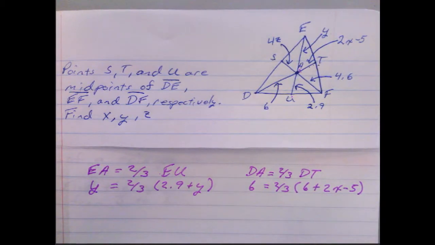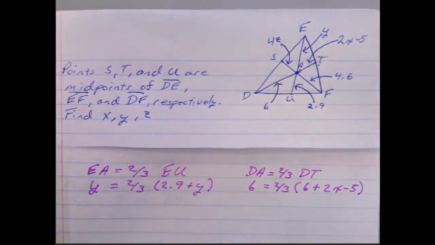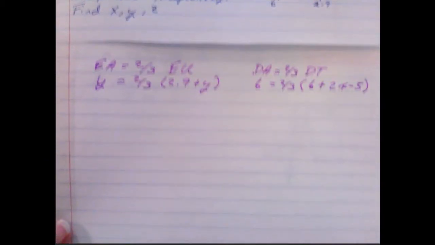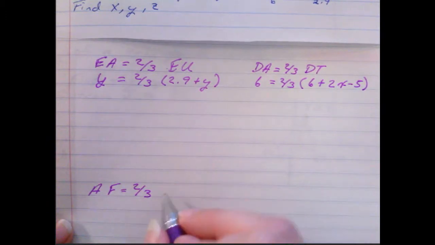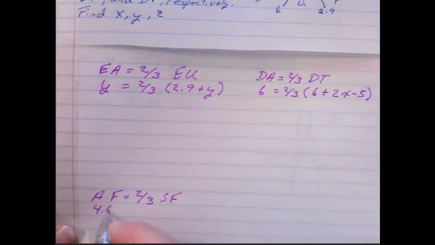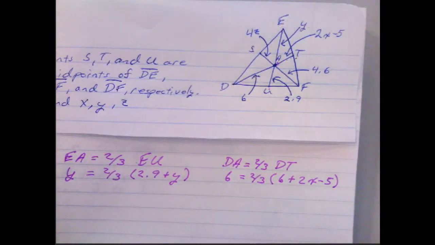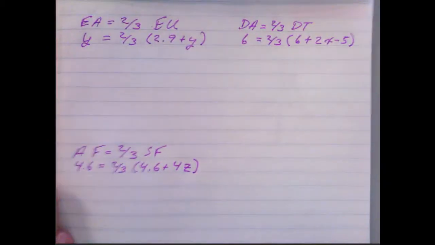Okay, and then I'm going to do the last one here. So we have SF, so AF. I'm going to have to scoot this down. AF equals 2/3 of SF. Okay, and we go back up here. AF is 4.6. 4.6 equals 2/3. SF is 4.6 plus the 4z. Alright, so now we can work on solving these.